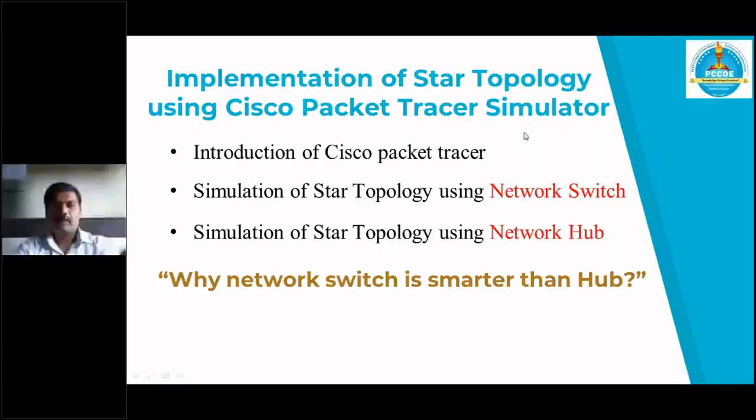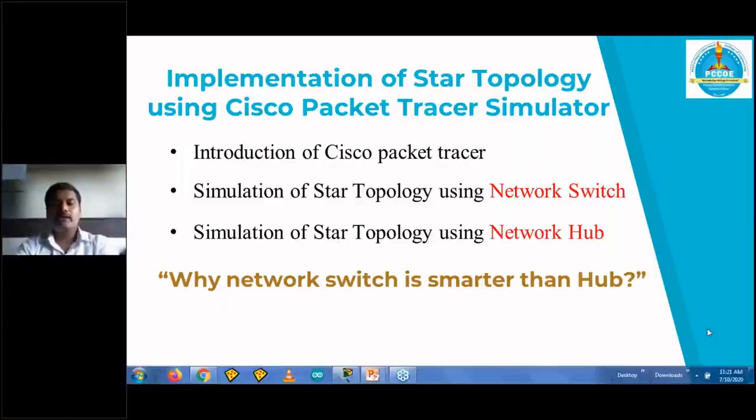For this, I'll be using Cisco Packet Tracer. First I'll show you how to implement the star topology using Cisco Packet Tracer, and in that I'll show you what happens if I use a network switch as the central device, and what happens if I use a network hub. Finally, we'll conclude that simulation with why the network switch is smarter than the hub. I'll show you how this statement is true. Your network switch is smarter than a hub. How? Now let us talk about this.